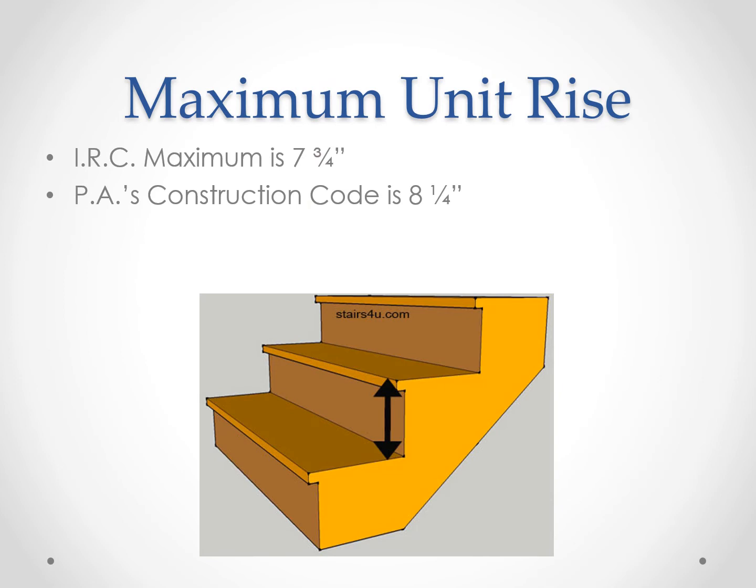Okay, let's take a look at the maximum unit rise. This is a building code stipulation. So it's important that we follow this because we want to make sure we build a safe set of stairs. With that said, it can be a little confusing because there's actually 2 different versions of this code. One comes from the IRC, International Residential Code, and the other one comes from the state of Pennsylvania, the Uniform Construction Code. Of course, in PA, you're allowed to go up to 8.25 inches. But with the IRC, you're only going up to 7.75 inch max rise height.